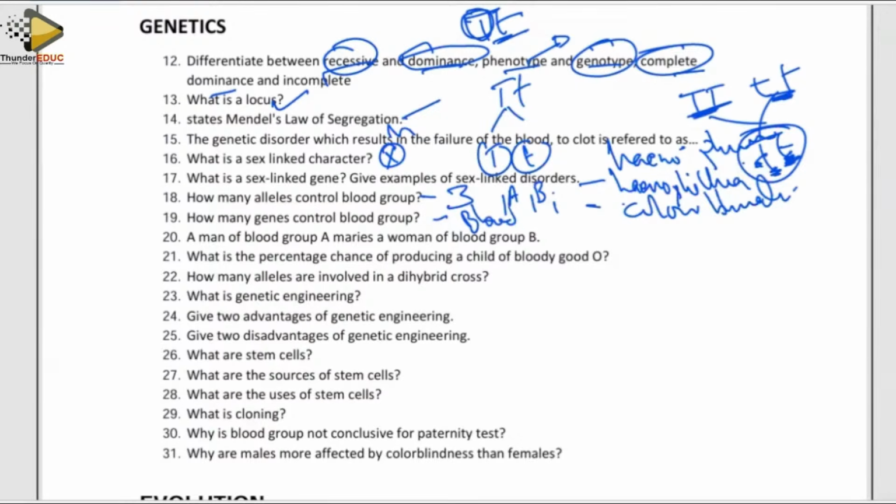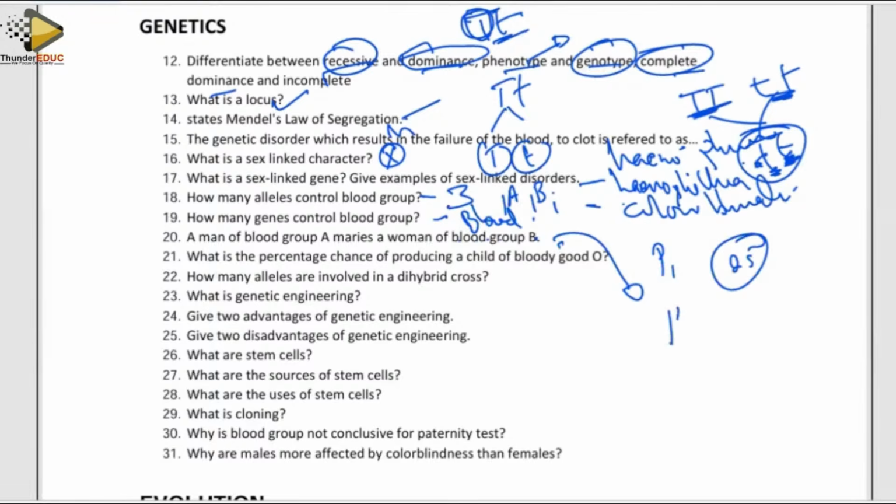A man who is blood group A marries a woman who is blood group B. What is the percentage chance of producing blood group O? You have to do the genetic cross now, P1, F1, but you have a man of blood group A. The percentage chance is going to be, I think, 25%. How? Let's do a short explanation, but you have to do the whole process the same way as a genetic cross.